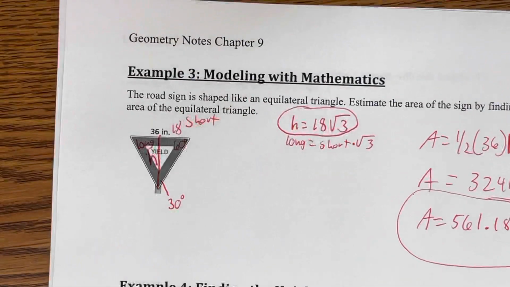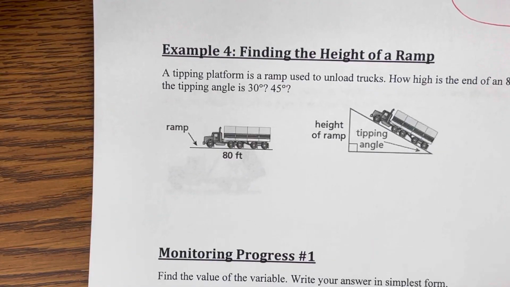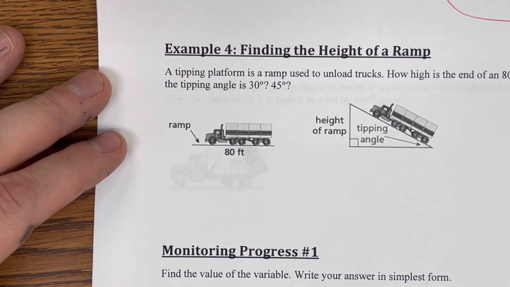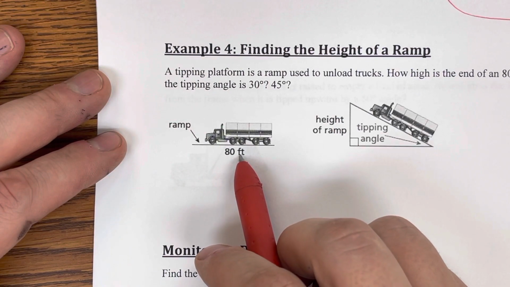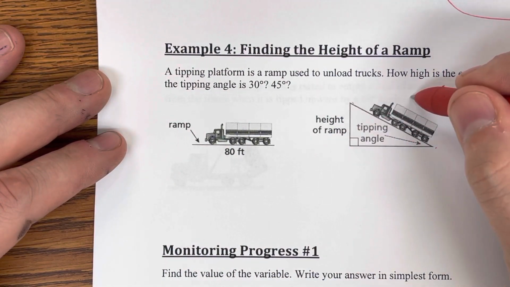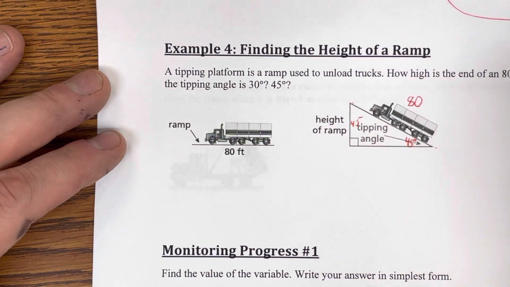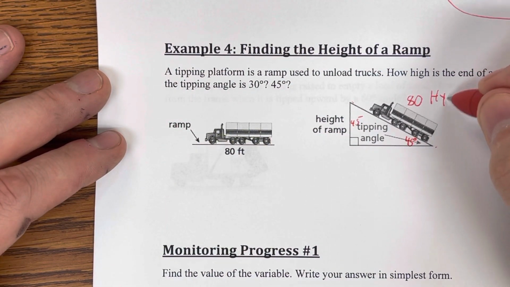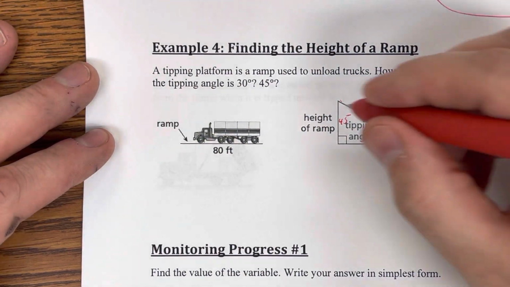All right, next one. A tipping platform is a ramp used to unload trucks. How high is the end of an 80-foot ramp when the tipping angle is 30 degrees and when it's 45 degrees? So, it appears as if the ramp itself is 80 feet long. So I know from here to here is 80. First, we'll go with the 45, 45, 90. So this is the hypotenuse, and this is a leg. Okay, so I'm doing it with 45 first.